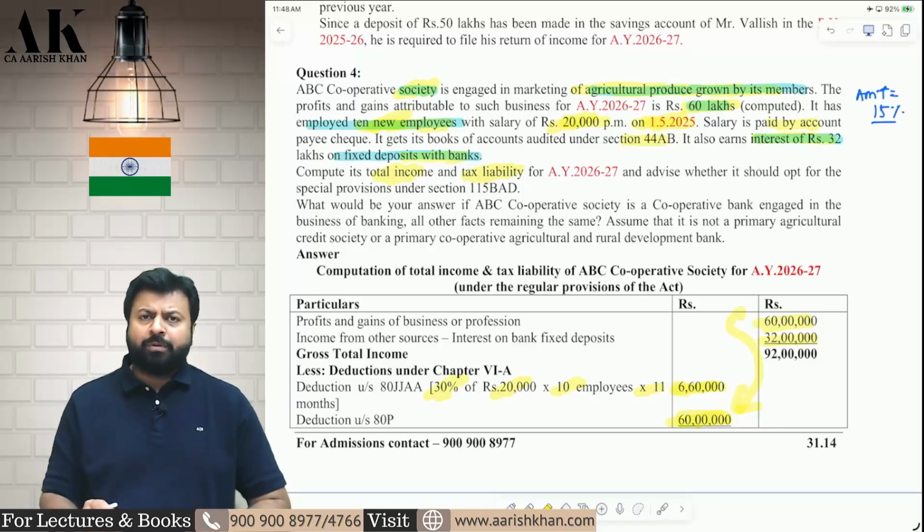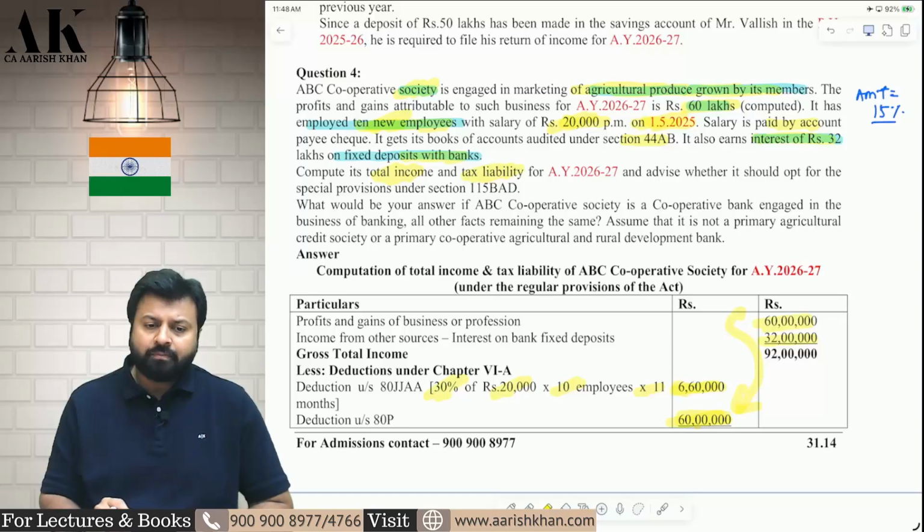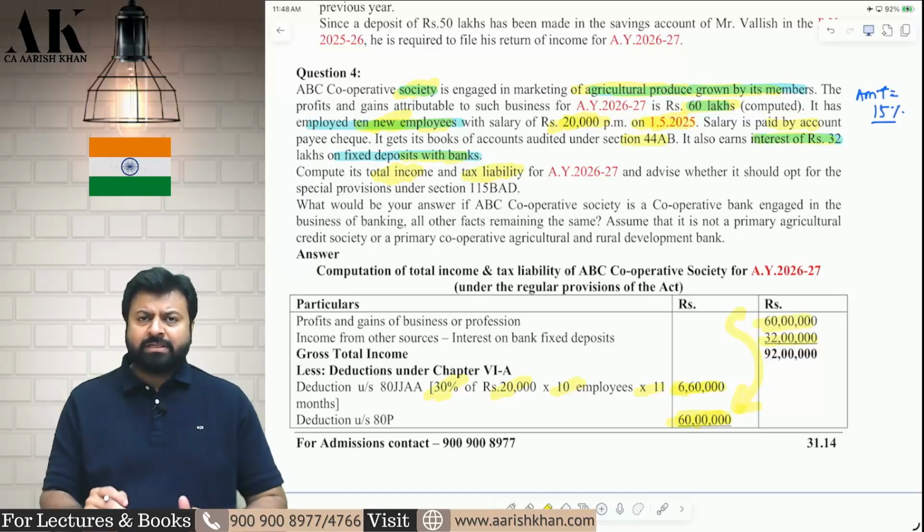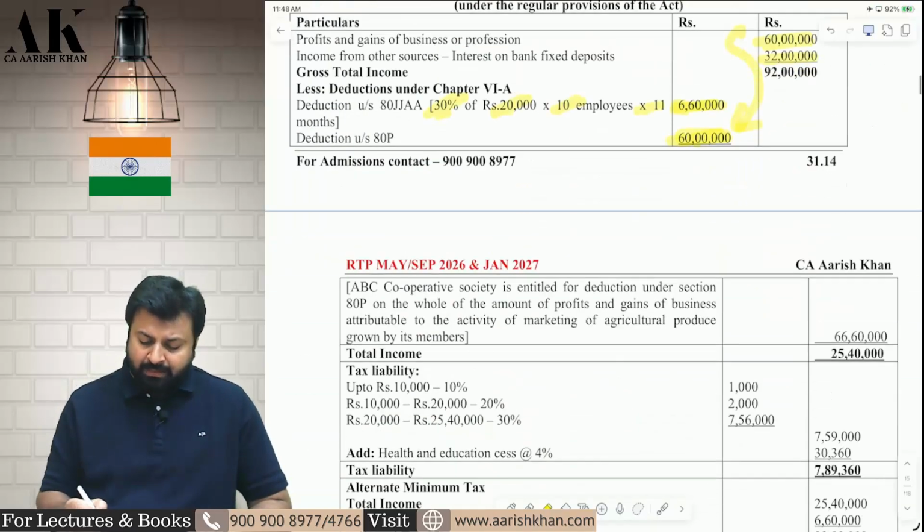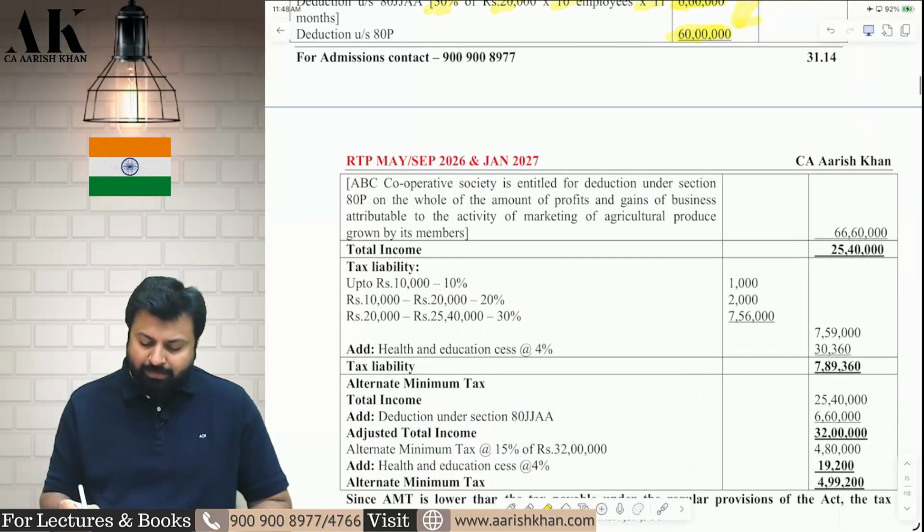What is the normal tax for cooperative society? Up to 10,000, 10%. Above 10,000 up to 20,000, 20%. Above 20,000, 30%. Then surcharge if applicable. In this case, surcharge is not applicable because the income is less than 1 crore. This is your normal tax.